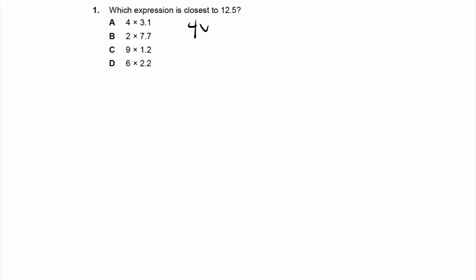I don't know exactly what it is yet. I would have to multiply it out. So 4 times 3.1 is equal to 12.4. What about the second one? 2 times 7.7. Well, 2 times 7 is 14, so clearly that's not close at all.